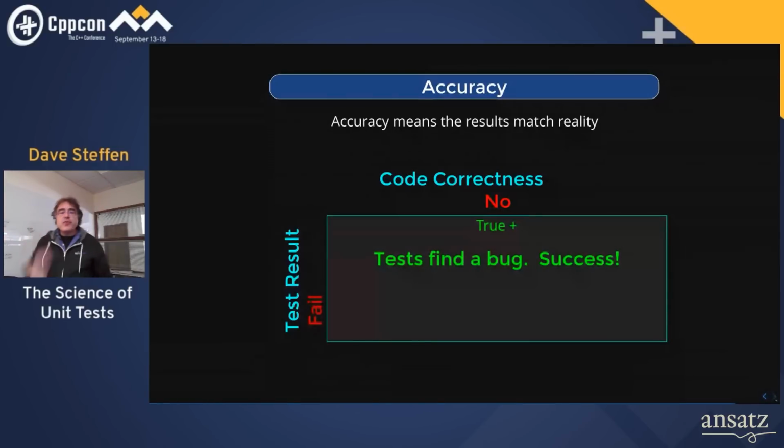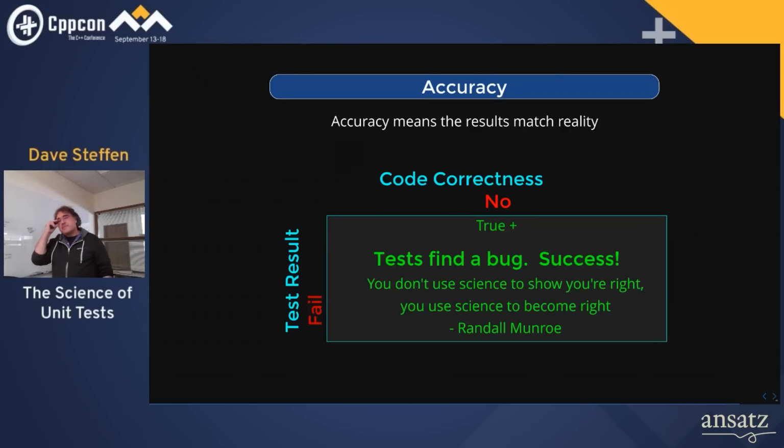Now, this is really where science gets interesting, all right? My favorite quote about science actually comes from Randall Munroe, the guy who writes the XKCD comic. If you don't know about that, go there, because he's the only person who makes funny jokes about computer science. But this is what he said. You don't use science to show you're right. You use science to become right. This is a very profound statement, and I can't tell you how true it is, all right?